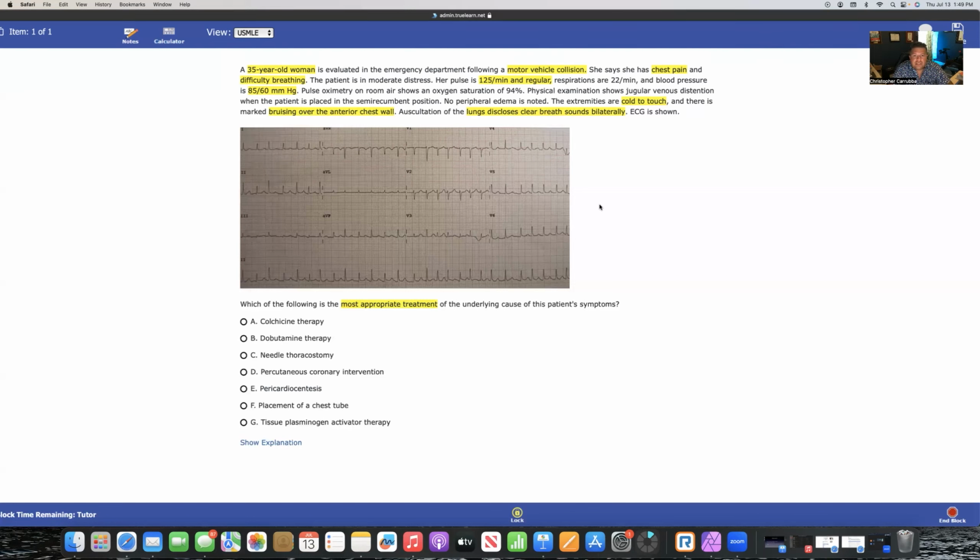Speaking of that EKG, I think there are lots of different ways people will be able to go with this. Some people will be able to look at this and figure out what it is.